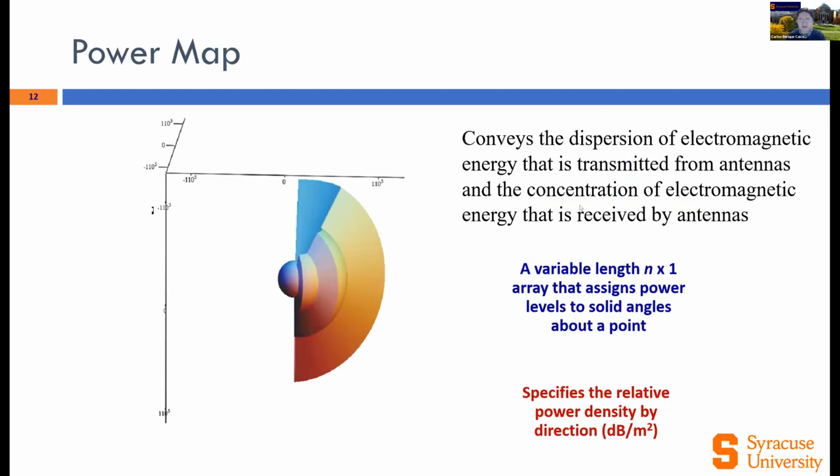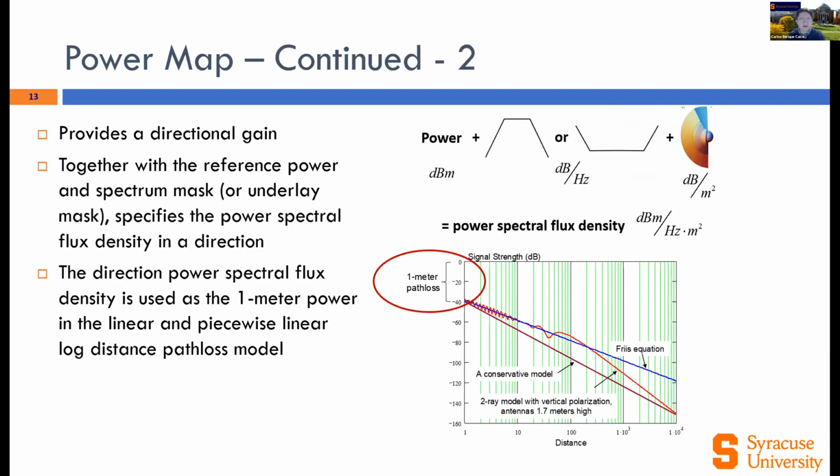Power map, it conveys the dispersion of electromagnetic energy. So this is the antenna radiation pattern. That's basically it. So it specifies the relative power density by direction as it comes out from the antenna, right? So you can model directional antennas, omnidirectional antennas, and this is the limit in that sense. So it provides a directional gauge. So I just have to pause here because that's an important point.